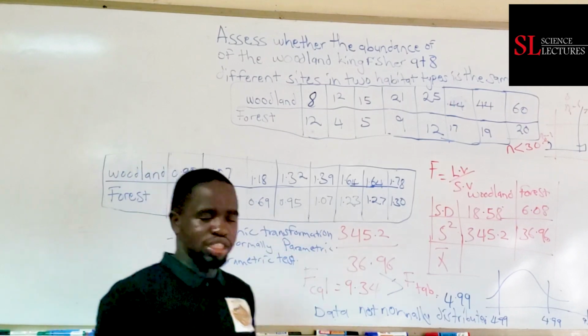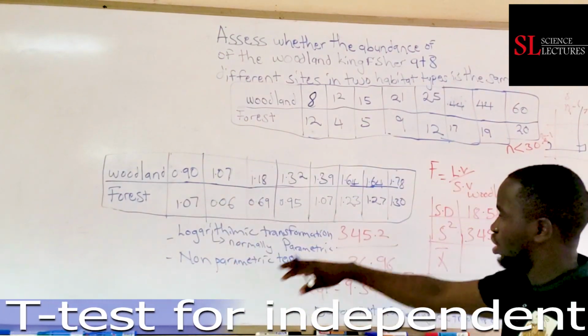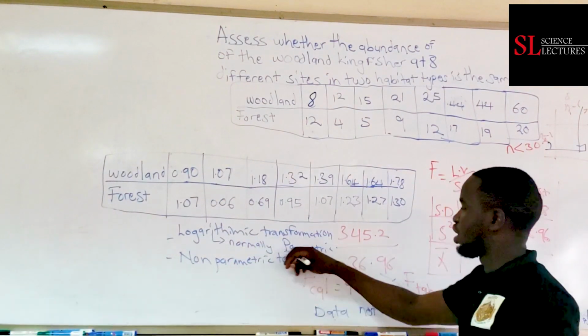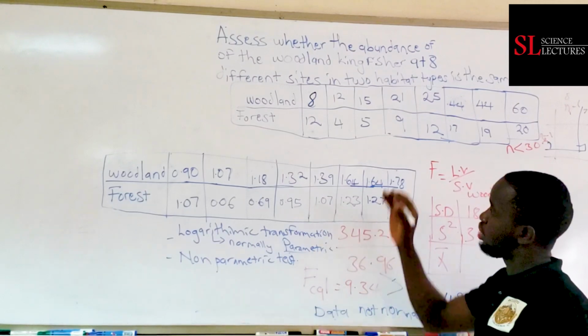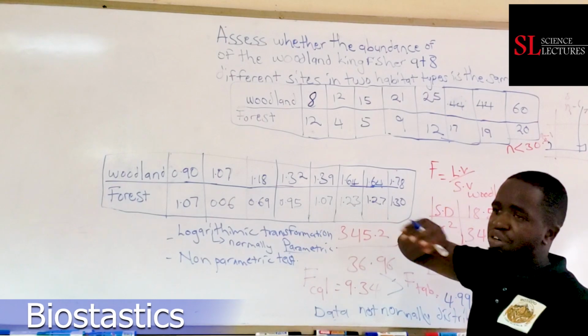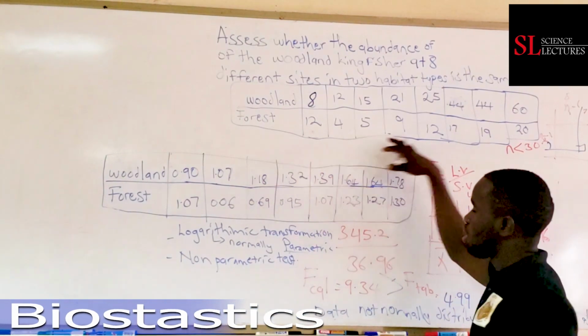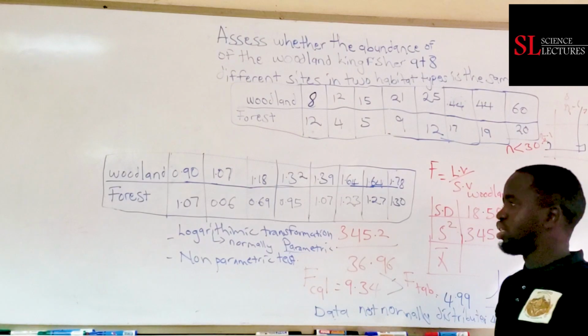But since we are discussing today the F test, we shall transform the data using logarithmic transformations, so that we can use a t-test for independent samples. Why independent samples? The number of woodland kingfishers in the woodland have no relationship or connection with those in the forest. That's why it's an independent t-test.